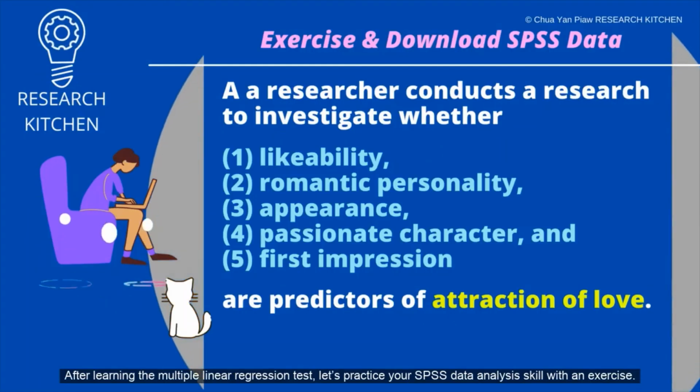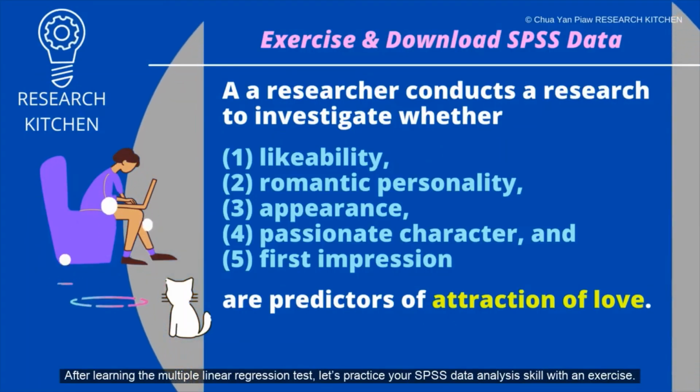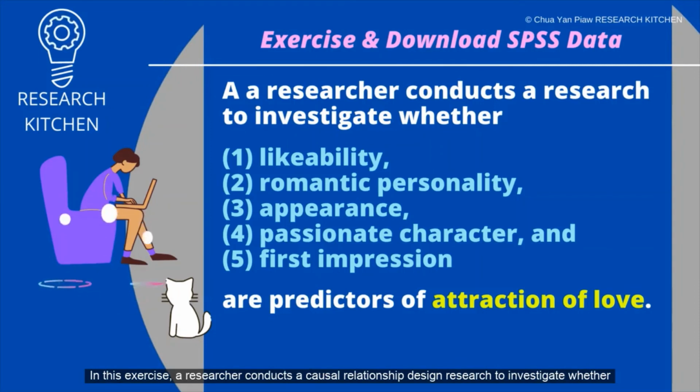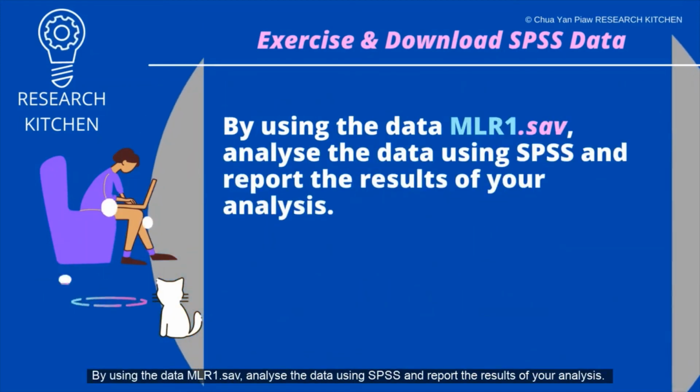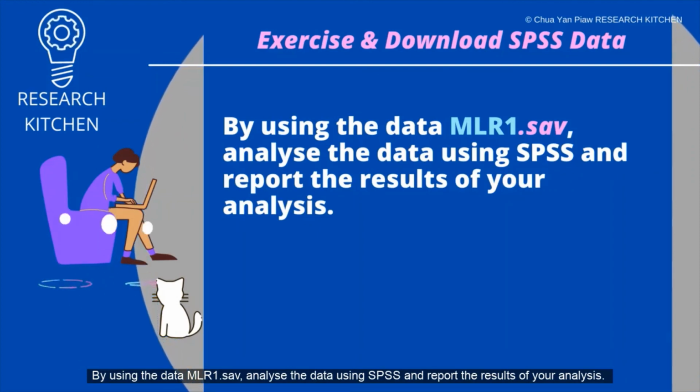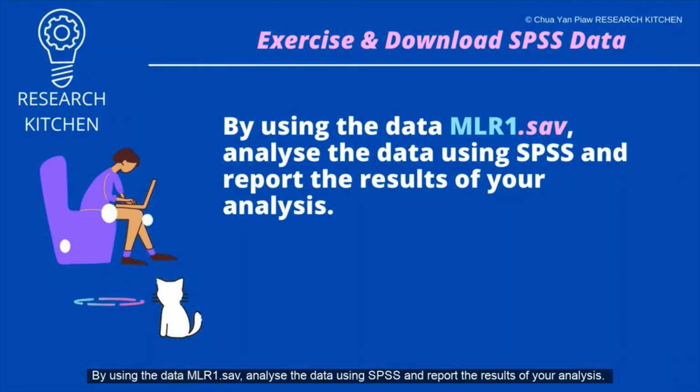After learning the multiple linear regression test with an example, let's practice your SPSS data analysis skill with an exercise. In this exercise, a researcher conducts a causal relationship design research to investigate whether likability, romantic personality, appearance, passionate character, and first impression are predictors of attraction of love. By using the data MLR1 SAV, analyze the data using SPSS and report the result of your analysis.